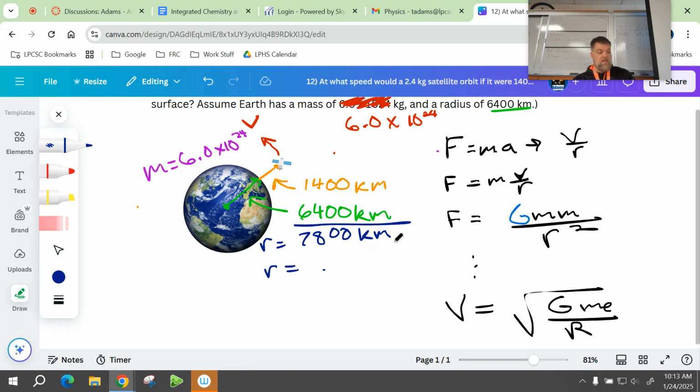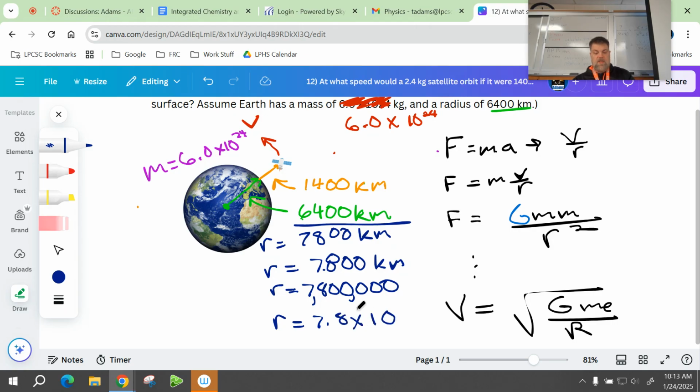And also remember for this radius, in kilometers, you have to multiply this by 1,000. So 7,800 kilometers has to be converted to meters, so that would be multiplied by 1,000, or we just add 3 zeros. So we'd say 78, 0, 0, and then we add 1, 2, 3, which is 7.8 times 10 to the 6 meters. Okay?